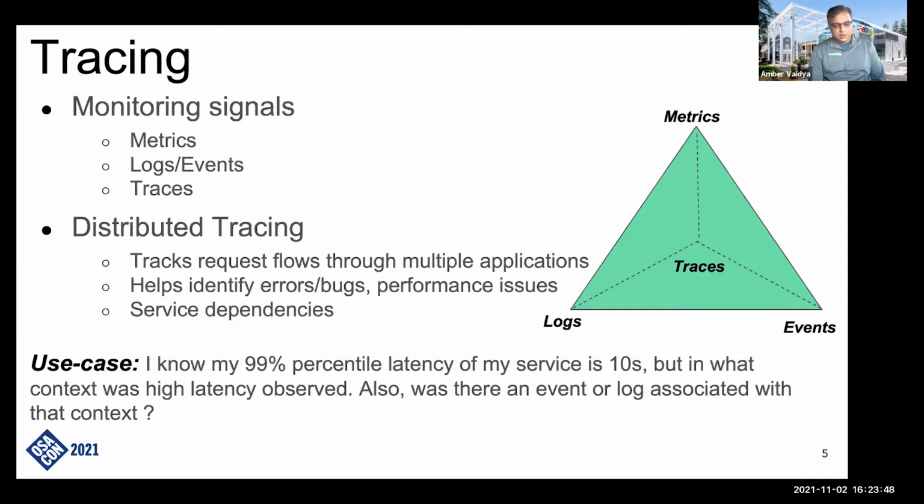An example would be if you're trying to buy something on eBay. You search for an item, you view an item, you add that item to your cart, you add a payment method if you don't have one, and then you check out. That entire request flow goes through multiple applications, and distributed tracing is a way to stitch that flow across all of these applications. The most common use cases for distributed tracing are to identify errors or bugs through this request flow, and to also identify if there are any performance issues within this flow.